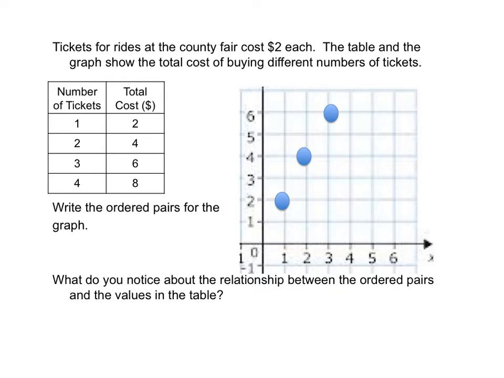Tickets for a ride at the county fair cost $2 each. The table and the graph show the total cost of buying different numbers of tickets. So you can see over here, 1 ticket costs 2, 2 costs 4, 3 costs 6, 4 costs 8. So we're going to write the ordered pairs for the graph.